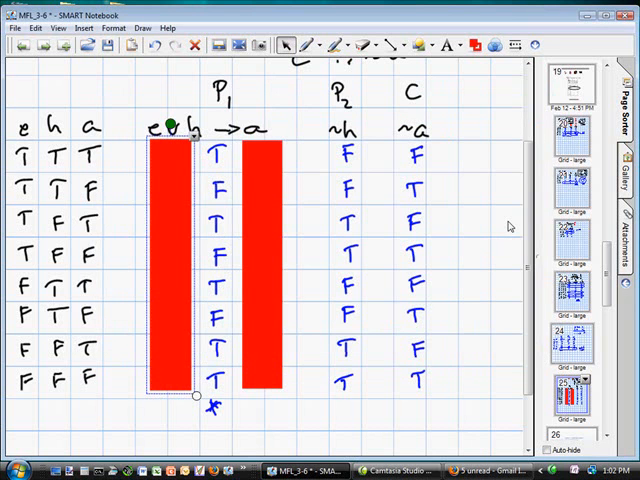Because I really don't want to look at those right now. Now tell me, which rows should I circle? Namely, which rows have all the premises true? Well, there's two P columns here. Well, this one.